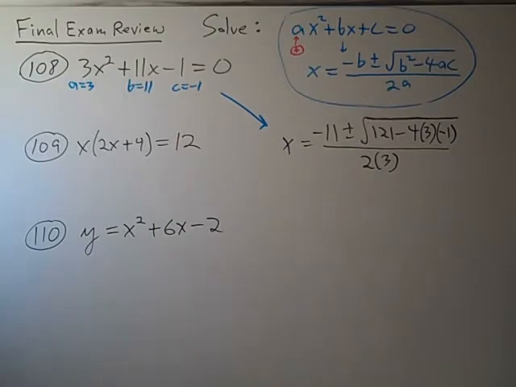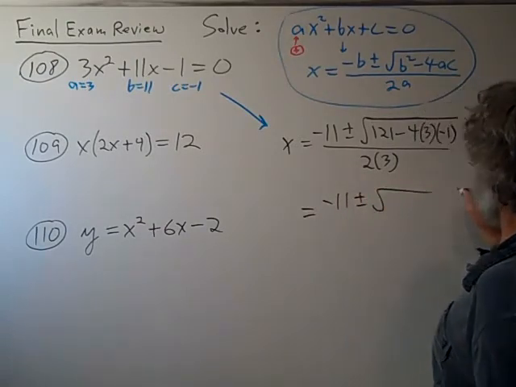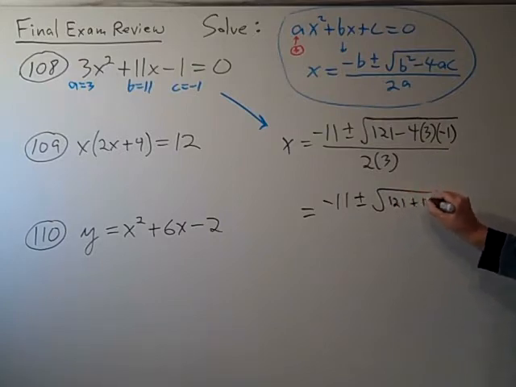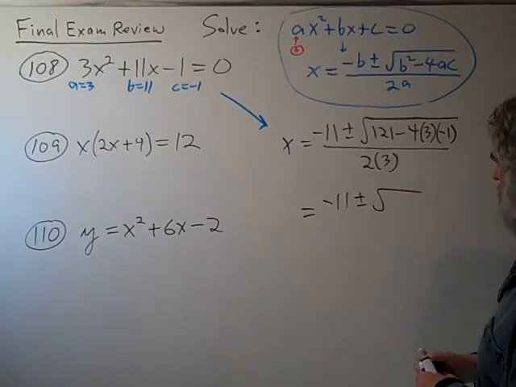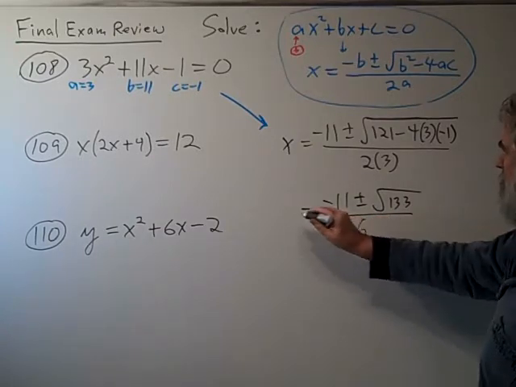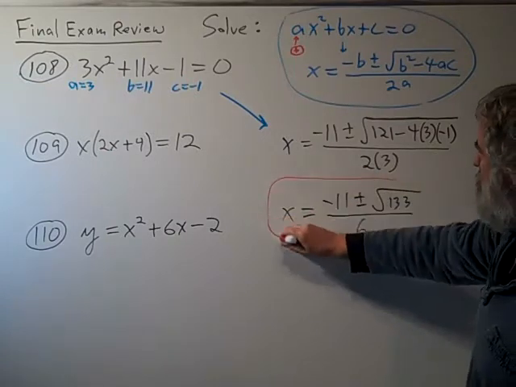And so we get x equaling -11 plus or minus the square root. Now this is 12, positive 12, because a negative times a negative makes a positive, and 4 times 3 is 12. 121 plus 12 adds up to 133. That's all divided by 6. Those are the two solutions to this quadratic equation.